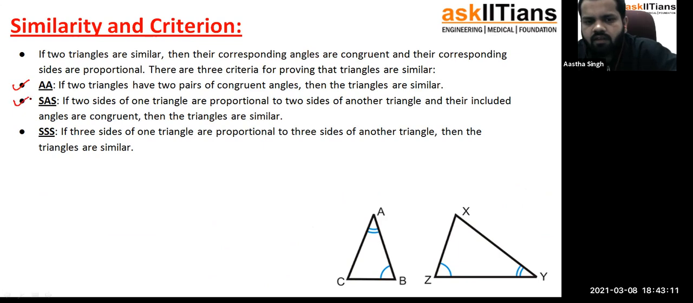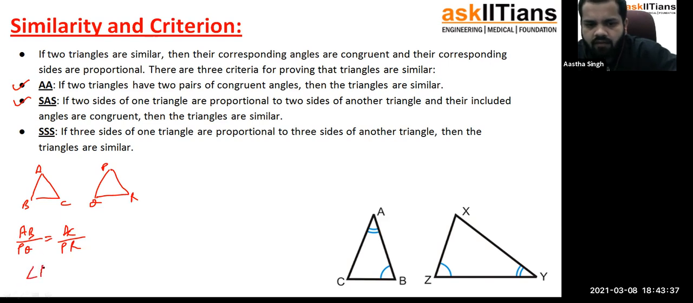Yeah, first is clear, then SAS. It says, let's suppose triangles ABC and PQR. If you say that your AB divided by PQ is equal to AC by PR, the ratio of these sides are equal, and angle A is equal to angle P. If these conditions are given, then by SAS, side angle side, these two triangles will be similar, right?